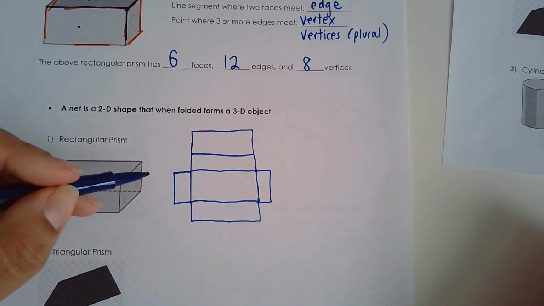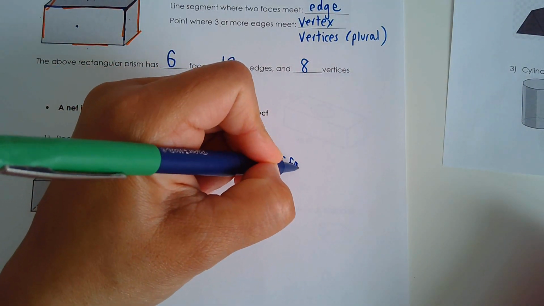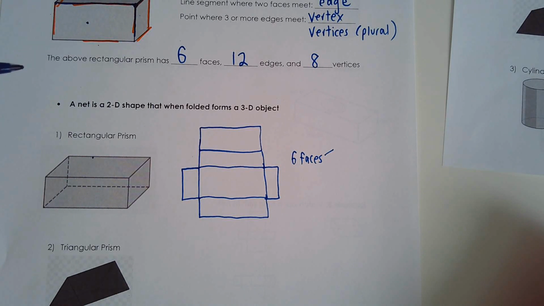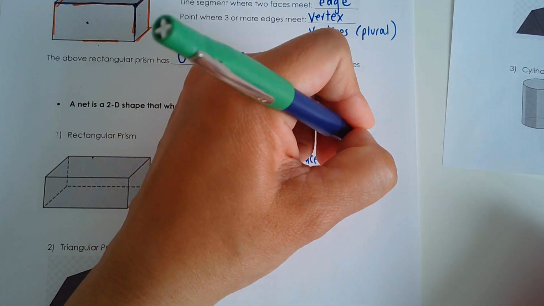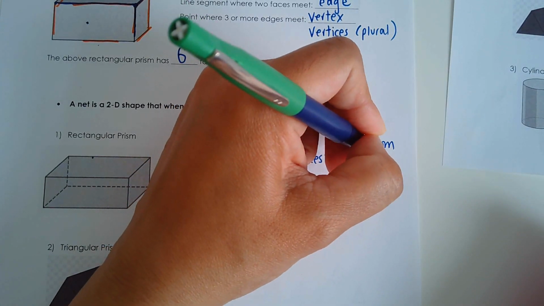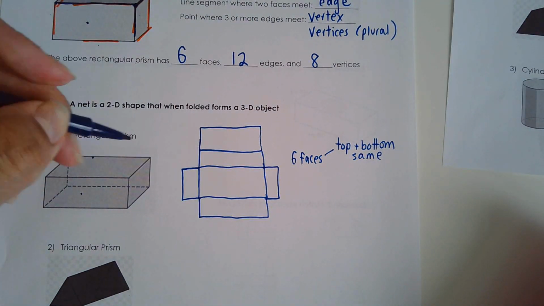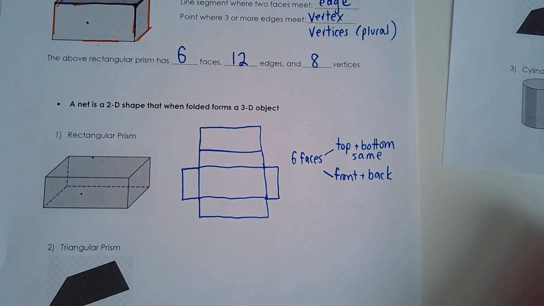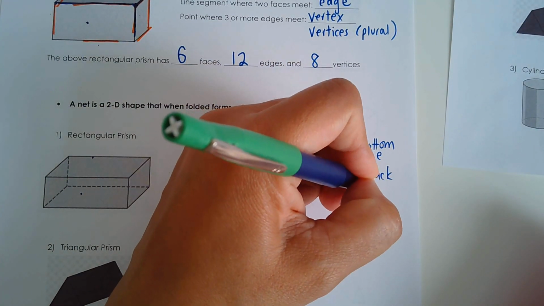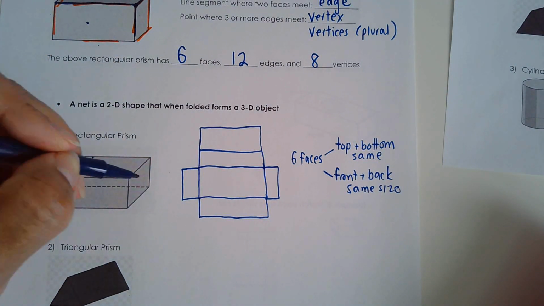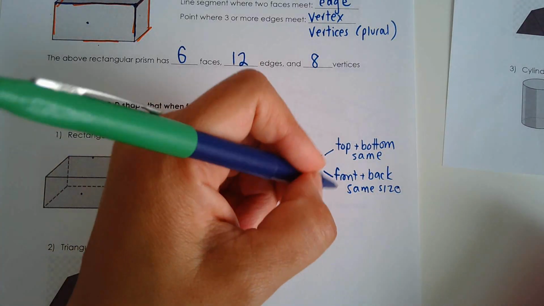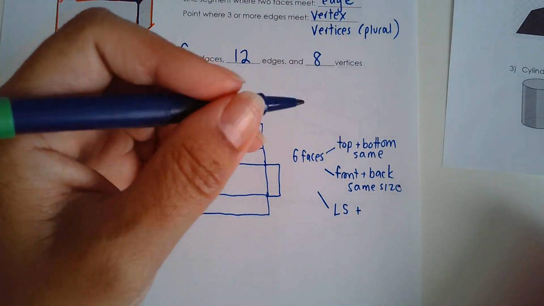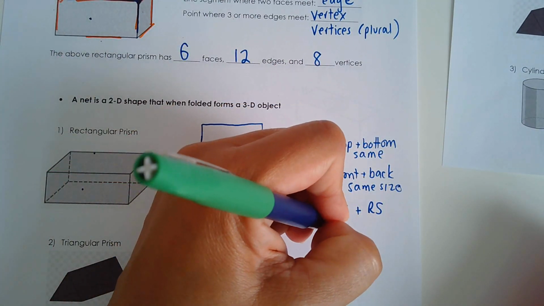Okay, so this rectangular prism has 6 faces, and the top and the bottom are the same size. The front and the back are the same size. And this will become important in our next section. And the left side and the right side are the same size, same shape, same dimensions. So left side LS and right side same size.